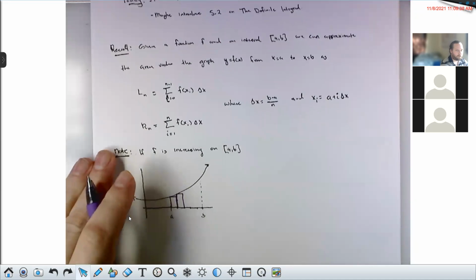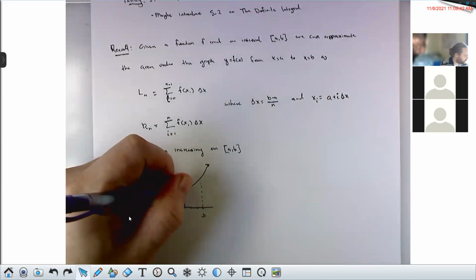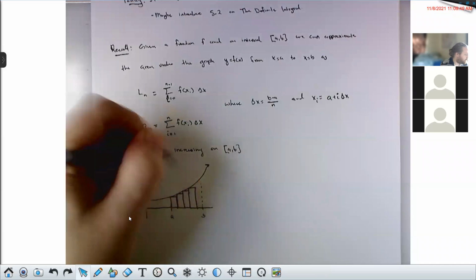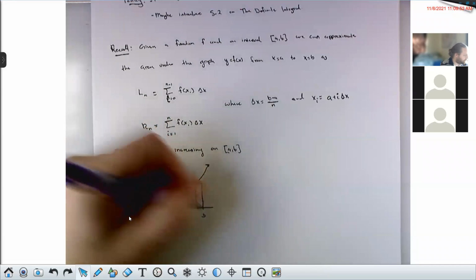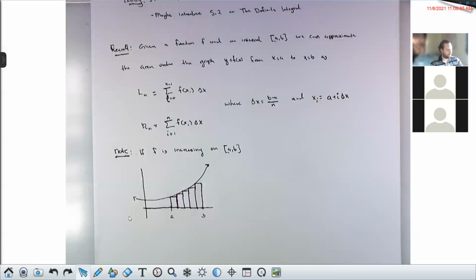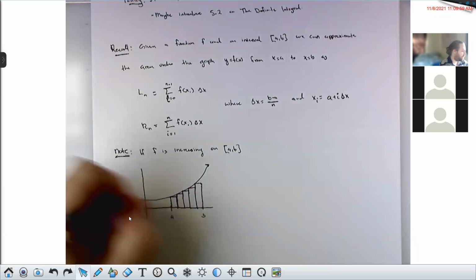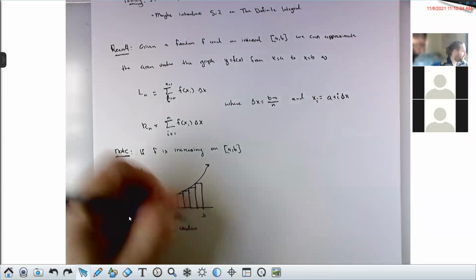So if my function is increasing, then all the rectangles that come from the left endpoints will be a bit too small. And the area I get will be an underestimate. So if f is increasing, then L_n is an underestimate.